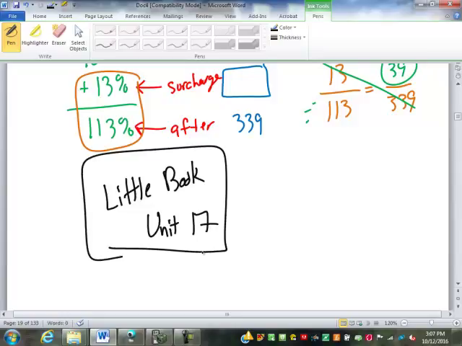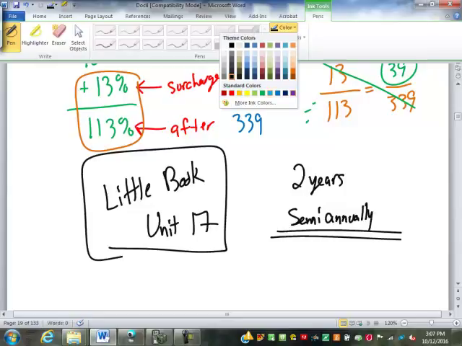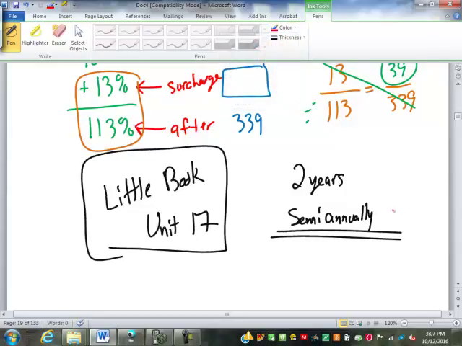When it comes to the test, there will be one compound interest question on there, just so you know. And it'll be 2 years semi-annually. Semi-annually means how many times a year? Twice. So that's every 6 months.